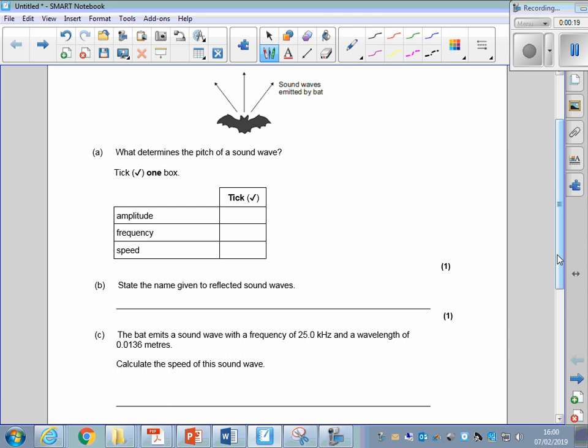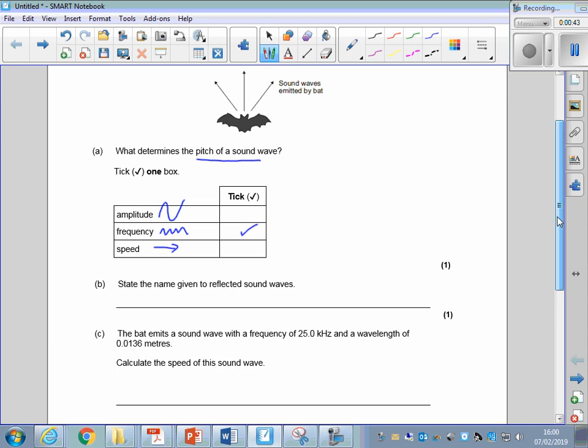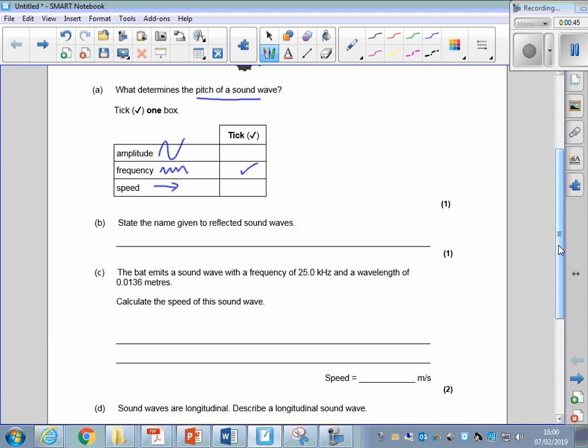So, what determines the pitch of the sound wave? We've got amplitude, if you remember, that's the height of the wave. We've got frequency, that's the number of waves in a second, and we've got speed, how fast it goes. So the pitch is going to be frequency. It doesn't ask about that, but the wave is so high that actually we wouldn't be able to hear it. So the bat is actually using ultrasound to catch them, but that's not asked in this question.